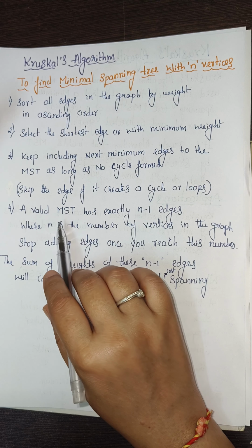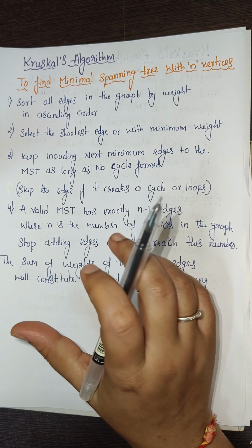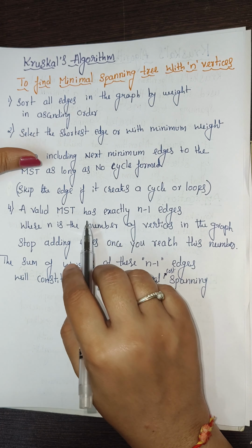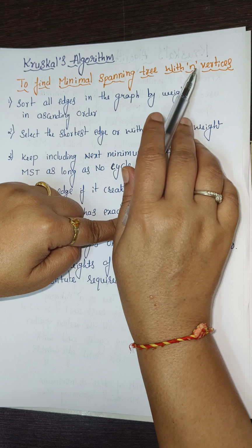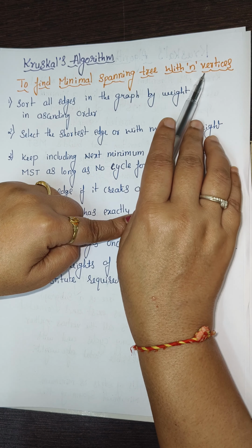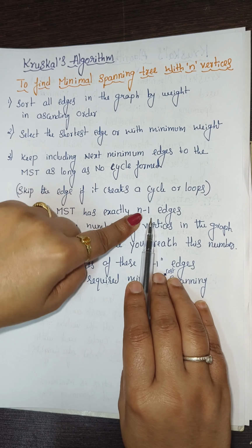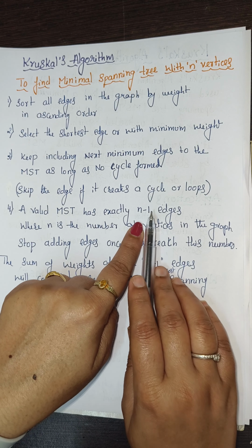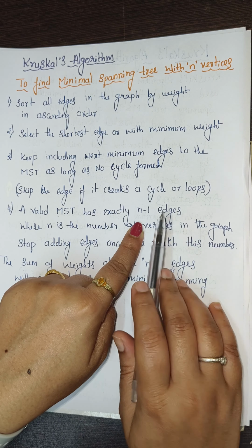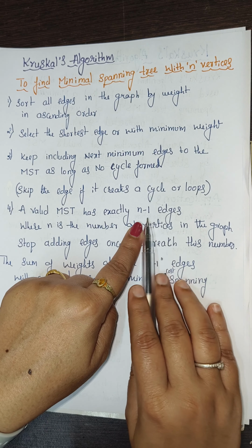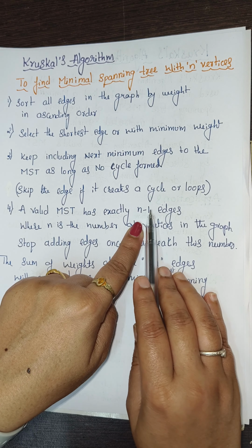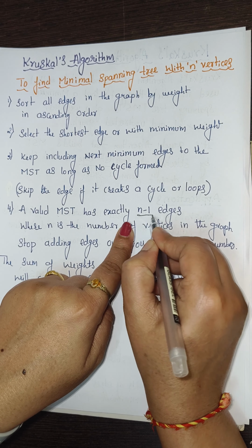And the fourth one is here: a valid MST, meaning a correct MST, has exactly n minus 1 edges. What is n here? N is the number of vertices. Suppose it has 10 vertices, then how many edges should a valid MST have? 9 edges will come. The number of vertices minus 1 edges will come. So you can cross verify using this. It should have n minus 1 edges.